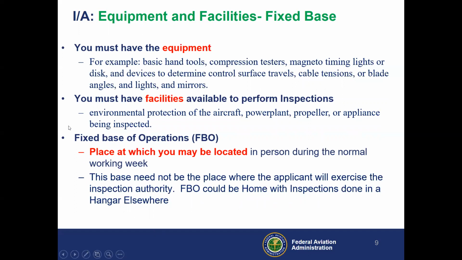Equipment. Some examples of the equipment you should have are the basic hand tools, compression testers, magneto timing lights, devices to determine control surface travels, cable tensions, and so on and so forth. As far as facilities, you have to have facilities that provide environmental protection of the aircraft, power plant, propeller, or the appliance that's being inspected.